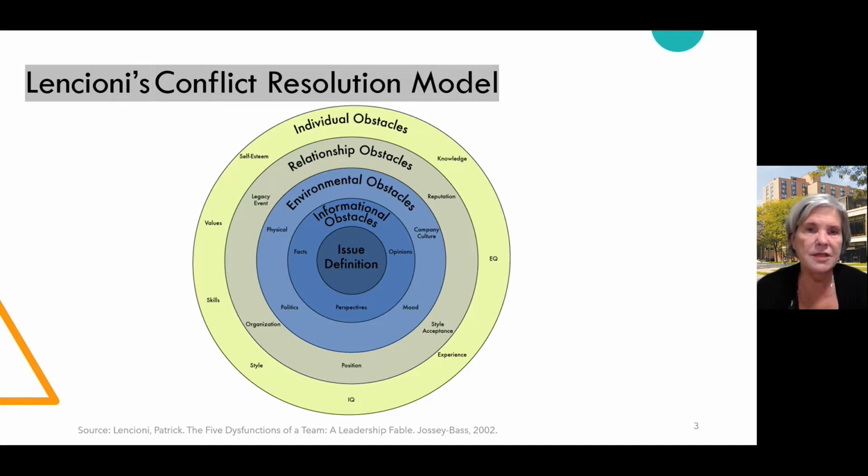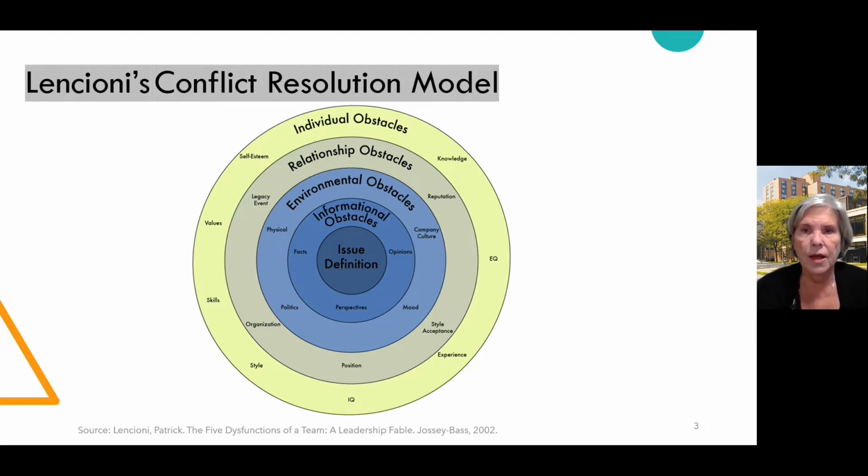Some of these obstacles may seem unrelated, but they still can create distractions and barriers. Teams have to learn to handle this conflict constructively. An important step is to identify and diagnose the barriers. From the outer layer to the inner layer, here are a few that we can discuss here.